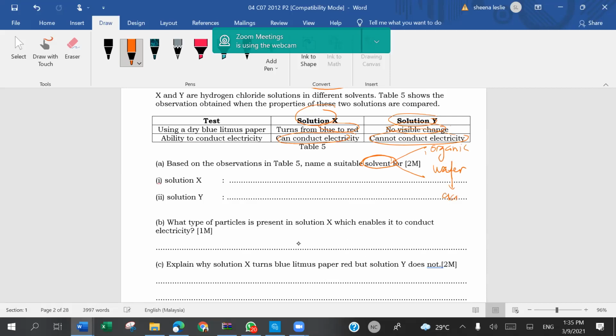Water will always help me to show any acidic properties. If you see the solution not having any visible change and cannot conduct electricity, that means there is an organic solvent present. Farah, teacher asks you again. What do you think is solvent X? Solvent X can turn blue to red and can conduct electricity. Is it water or an organic solvent? Water. Very good. 1 mark, Farah. It is water.